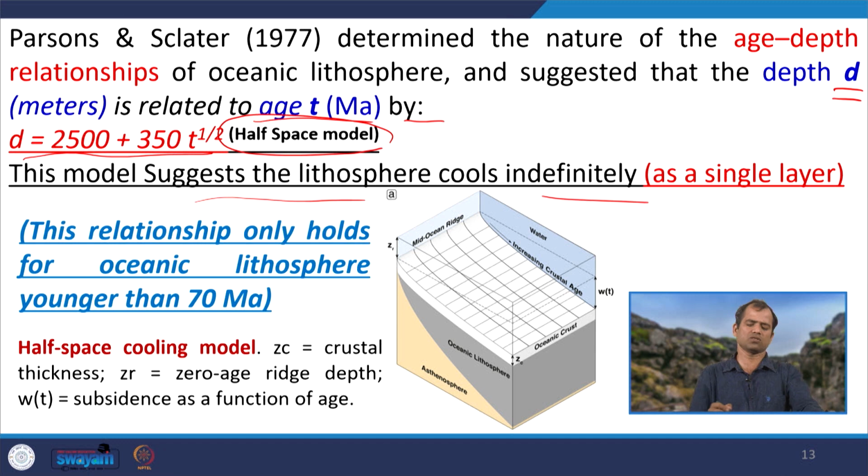So, though this was the first model proposed, it had some error. This relationship only holds for oceanic lithosphere younger than 70 million years. So, this is called the half space model that we have discussed earlier, this one.